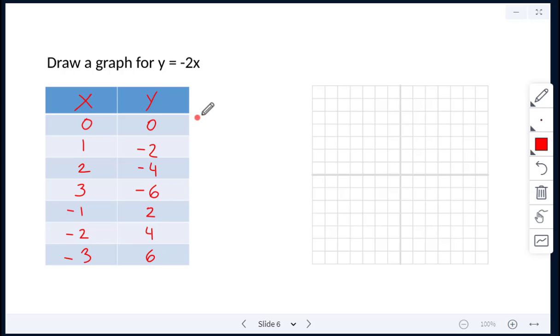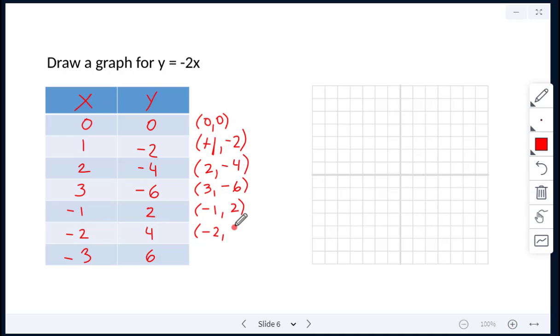So these would be our coordinates. We would have 0, 0 as our coordinate. And then we would have 1, negative 2. I put negative there, but that is positive. And we have 2, negative 4. We have 3, negative 6. Negative 1, 2, negative 2, 4, and negative 3, 6. So those are our coordinates.